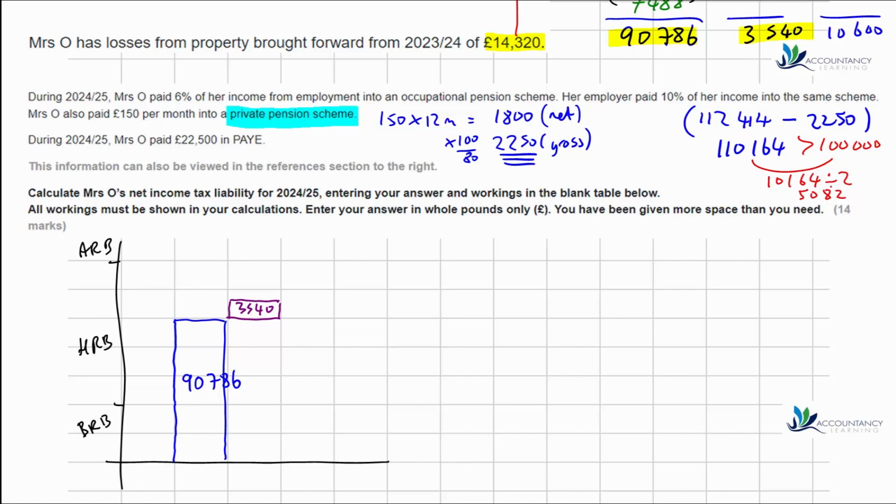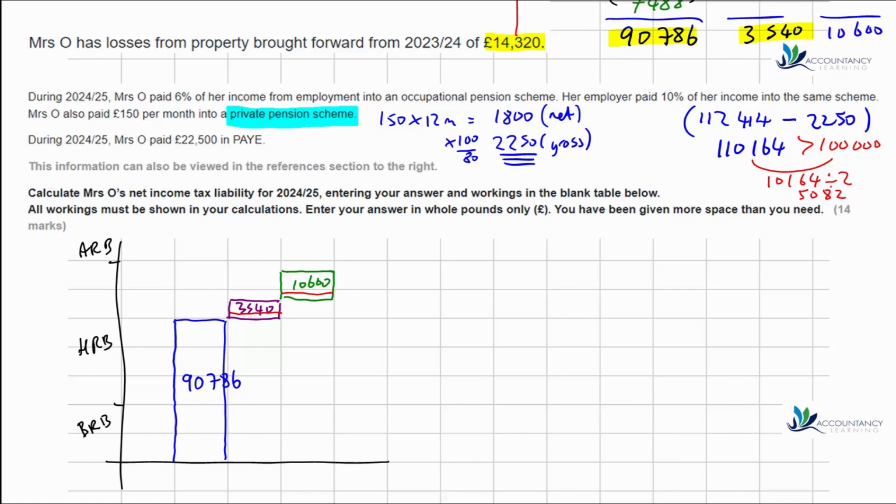But some of that, remember, there's going to be an allowance, so some of that will be tax-free. And then on top of that further, we've got our dividend income of the 10,600. Again, some of that will be covered by the allowance, but that won't push us into the additional rate band because it's still going to be below the 125,000.